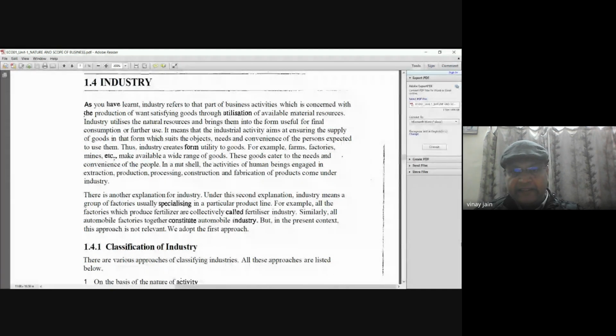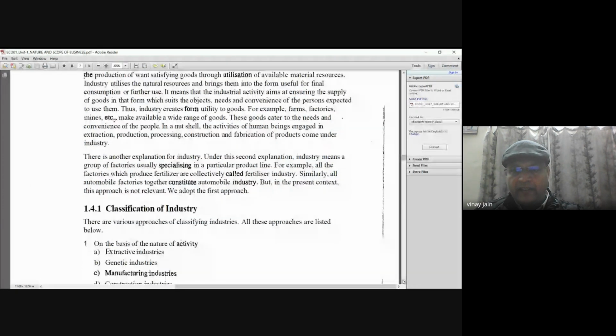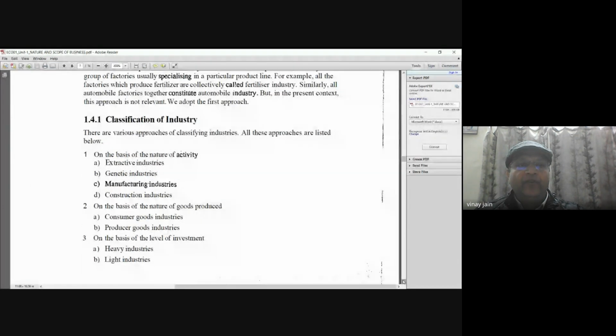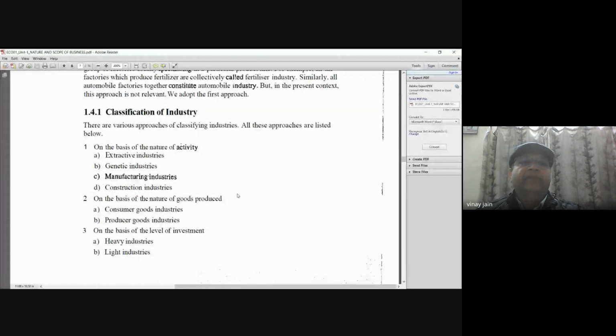This is the text which is given to you, but as a whole, if you really want to understand, try to understand the classification of industry. Guys, there are various approaches of classifying industries. All these approaches are listed below. On the basis of the nature of activity, you have extractive industry, genetic industry, manufacturing industries, construction industries.